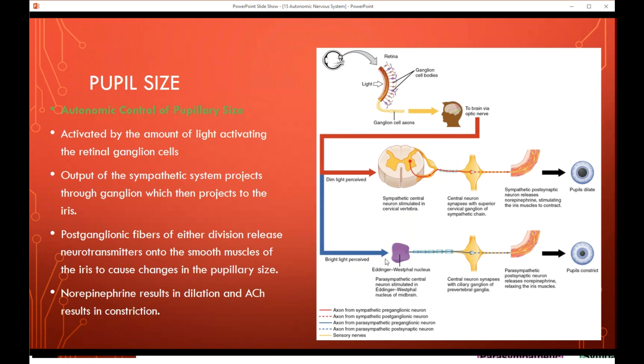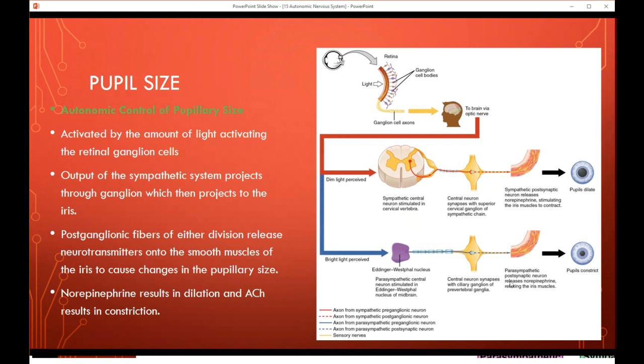Then, if we see bright light, so maybe you shined a light in one of the pupils, when you do that, we're going to activate that Edinger-Westphal nucleus of the midbrain. Now remember that the Edinger-Westphal nucleus of both sides are actually going to be activated when we see that bright light, even just in one eye. That's part of our pupil reflex.